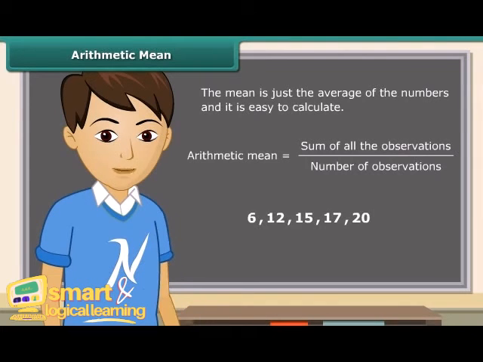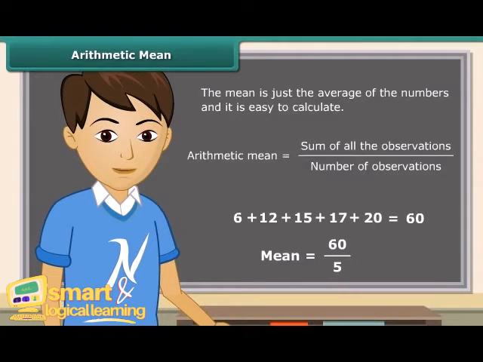Let us calculate the mean of these numbers. Add up the numbers first. The sum of these numbers is 60. There are a total of 5 numbers. So the mean is equal to 60 divided by 5, which equals 12. Therefore, the mean of the above numbers is 12.